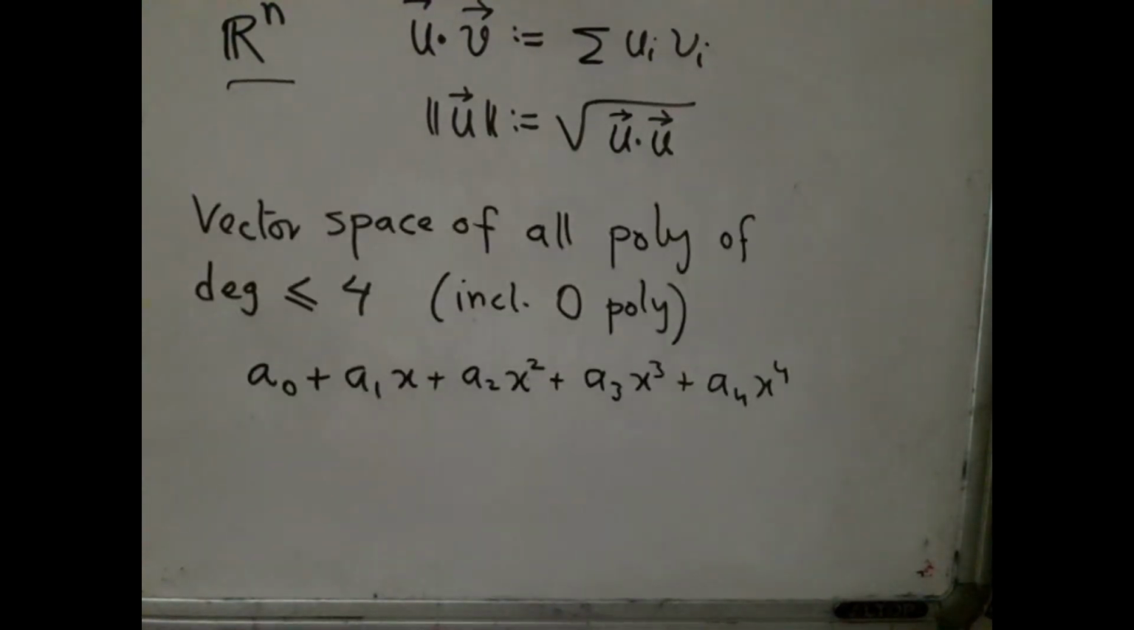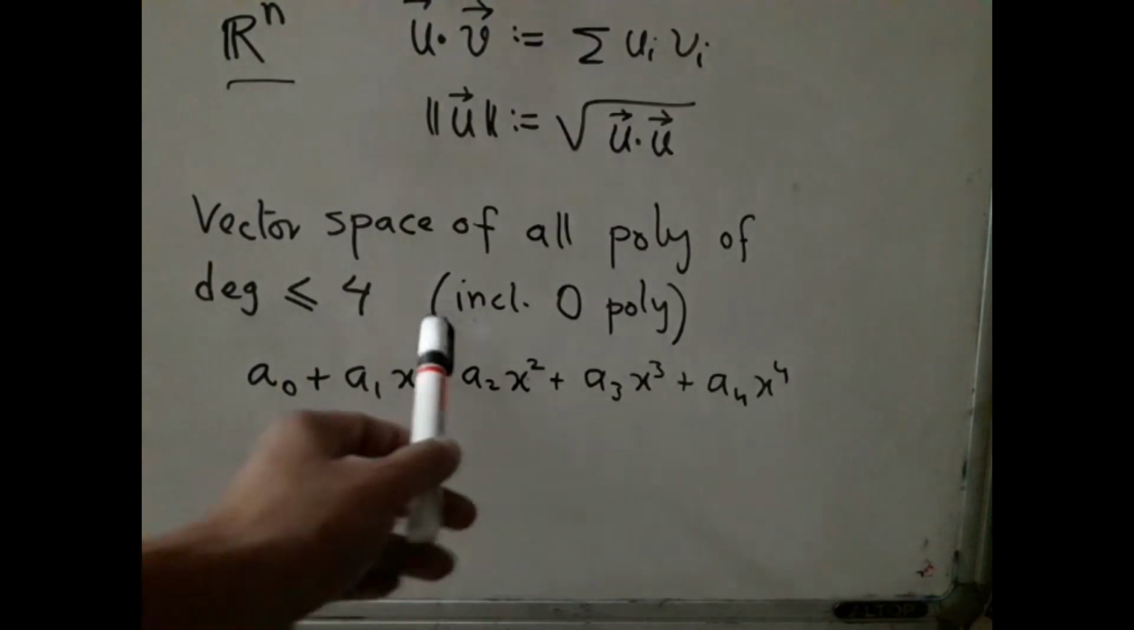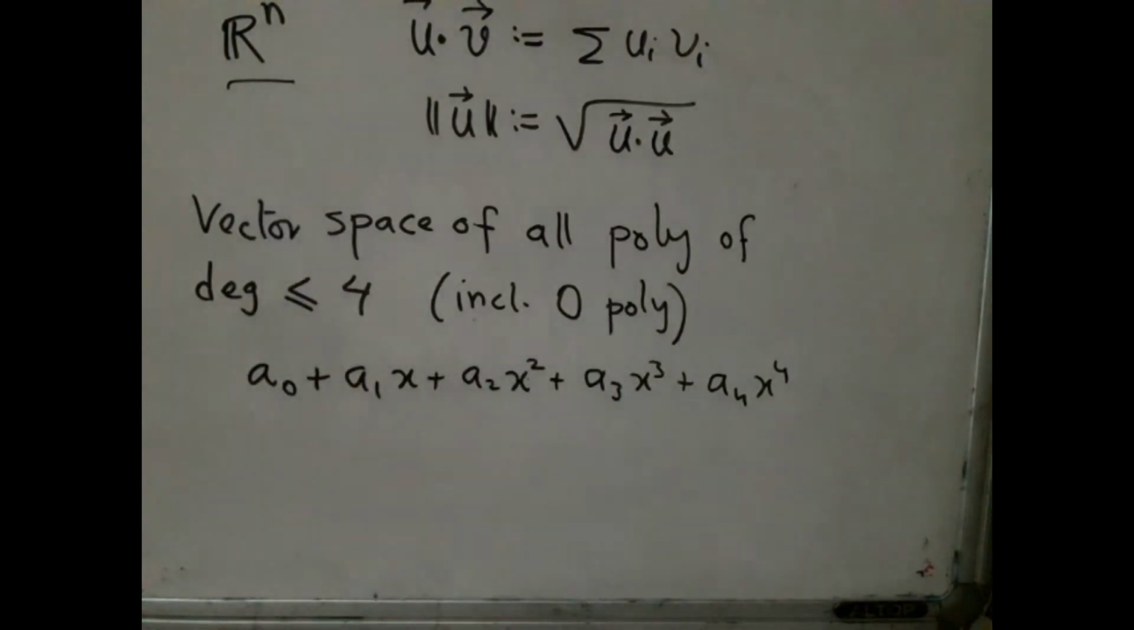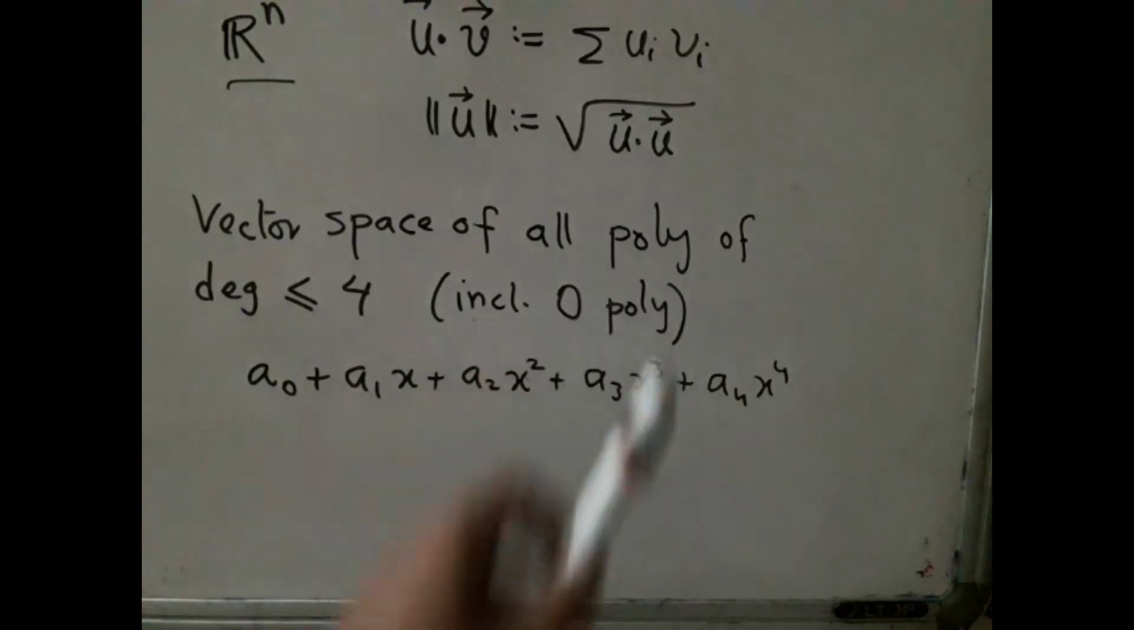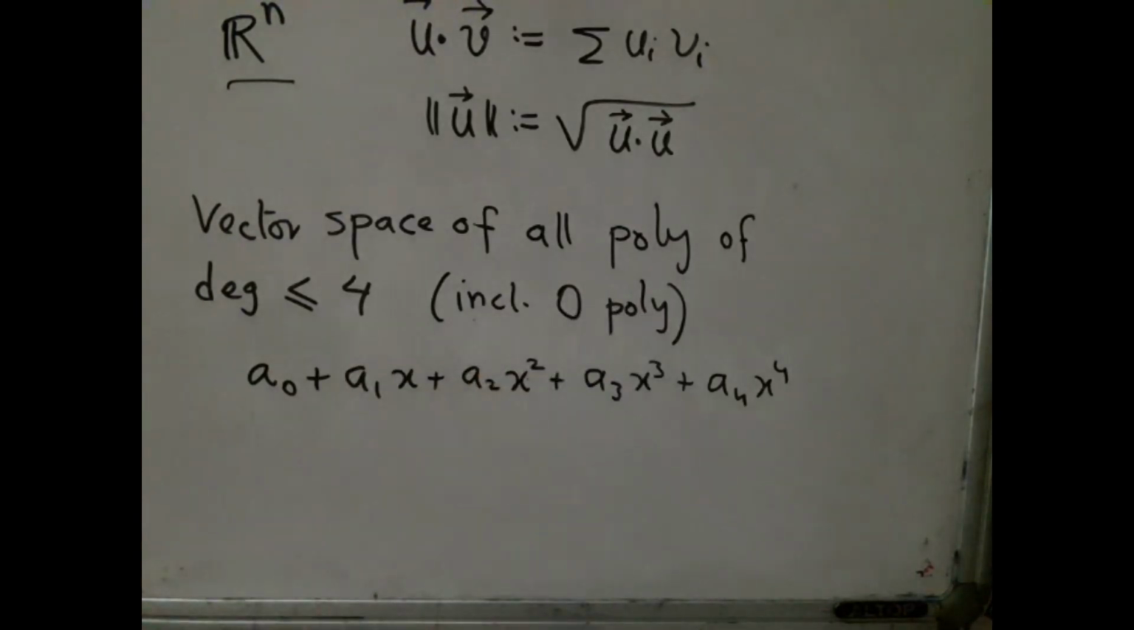For example, consider the vector space of all polynomials of degree less than or equal to 4. I also include the zero polynomial, else I will not get the vector space. I am writing it separately because some people say that the zero polynomial has no concept of degree, it is undefined, while others more correctly say that the degree of the zero polynomial should be minus infinity, which is anyway less than 4. Anyway, I have to include the zero polynomial.